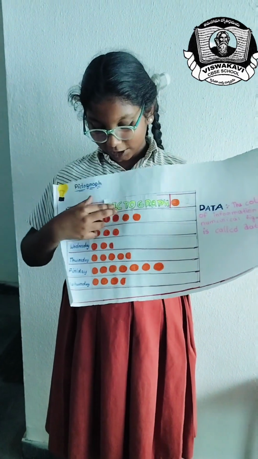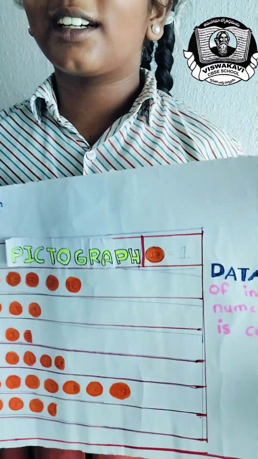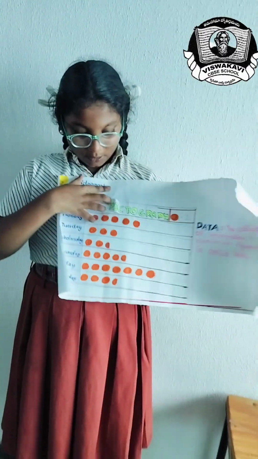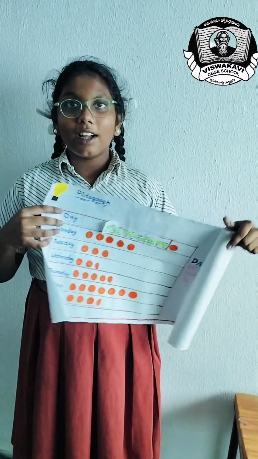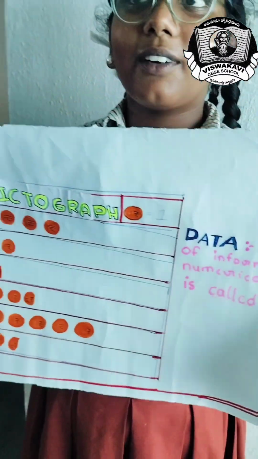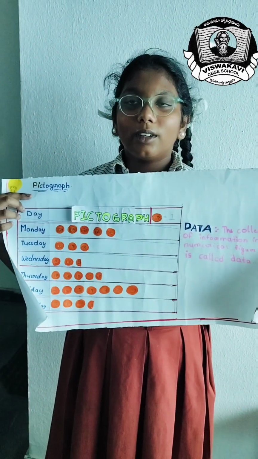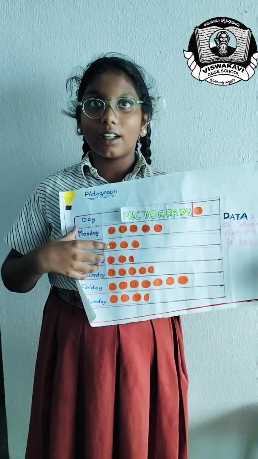So, I am going to show you about pictograph. A pictograph is a collection of information in pictures. So what is the scale here? Here, one. My father gives me money for a week. Pocket money.